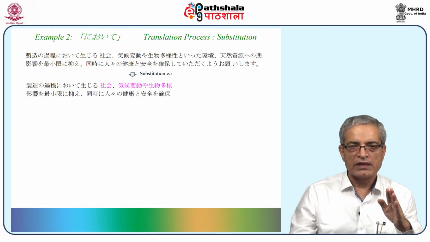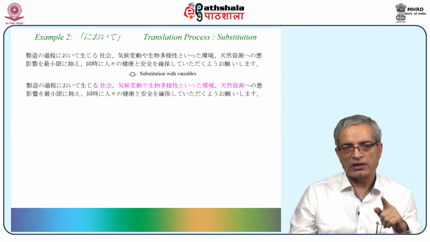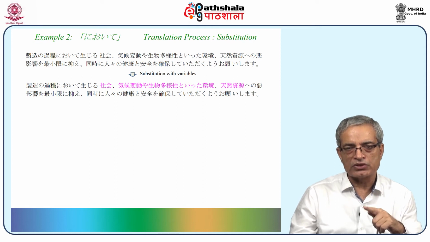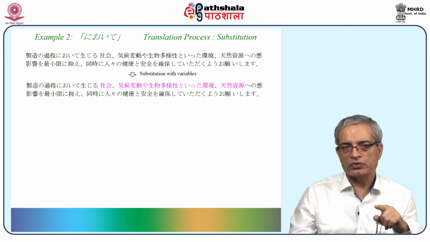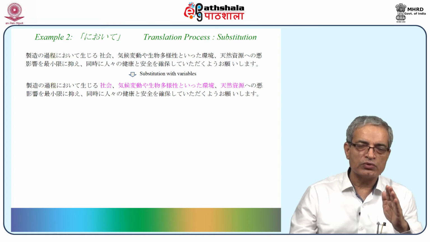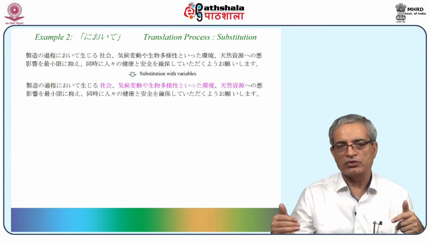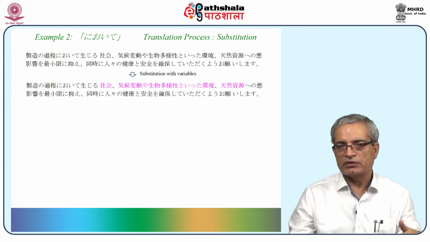See, it says "Seizono kate ni oite shojiru", and then "shakai", then one more "toitta kankyo", then one more that is "tennen shigen eno aku ekyo o saishogen ni osai do". By the time you reach here, you start mixing up the words in your mind. So let's see what's the possible way out.